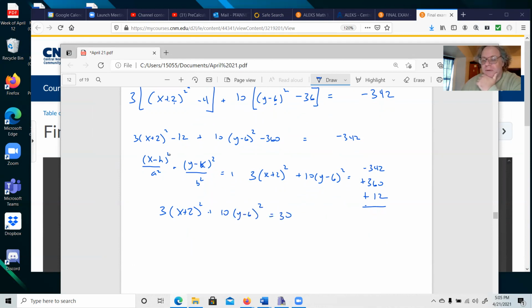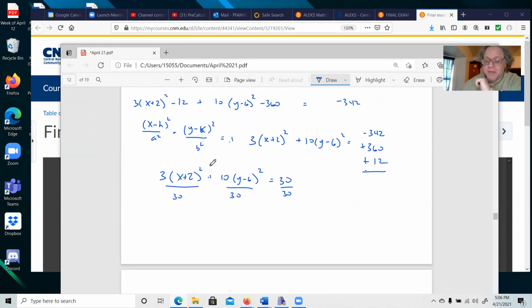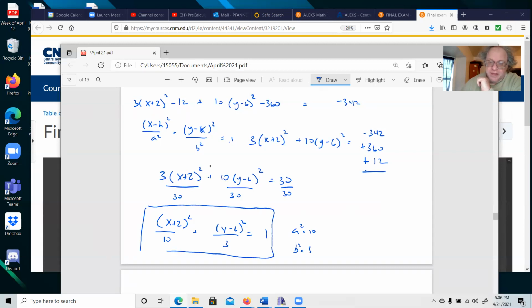So you notice my standard form. How many things are in front here? None. They're all in fractions. What's on the right-hand side? 1. So we're going to make that a 1. We divide everybody by 30. It's 3 over 30, that's 10, plus 10 over 30, that's 3. That equals 1. So my b squared is equal to 3, and my a squared is equal to 10. That's how we're going to take care of that. There's my form.